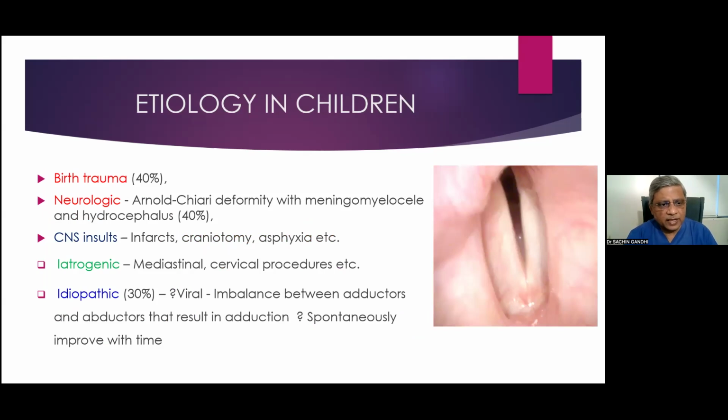In the pediatric age group, most of these patients are because of birth trauma. Central neurological origin like Arnold Chiari deformity is another group, around 40% of them. Idiopathic is a big group actually, and idiopathic in the sense of viral etiology. So you have to keep in mind a viral etiology and the chances of spontaneous recovery in around 30 to 40% of children who come to your clinic with breathlessness and show bilateral immobile vocal cords or bilateral vocal cord palsy.